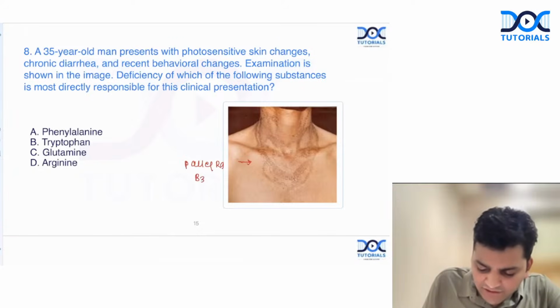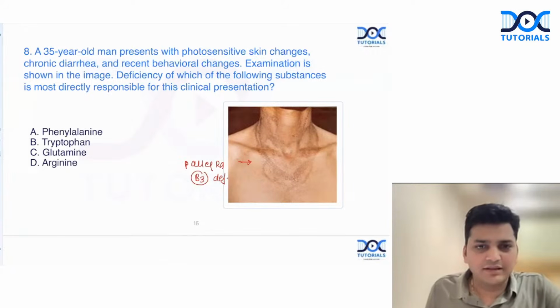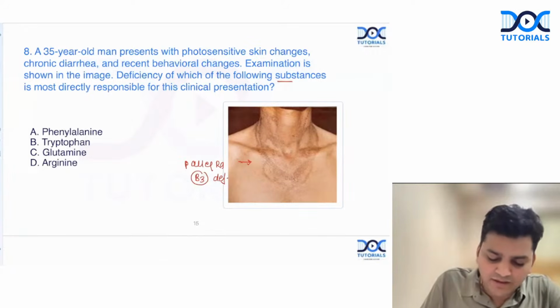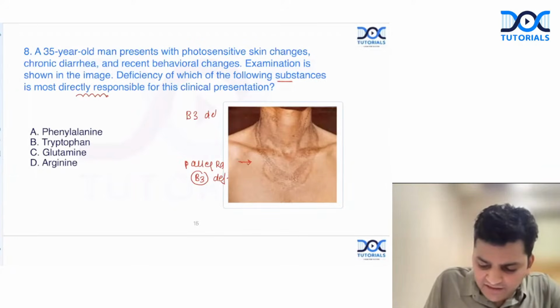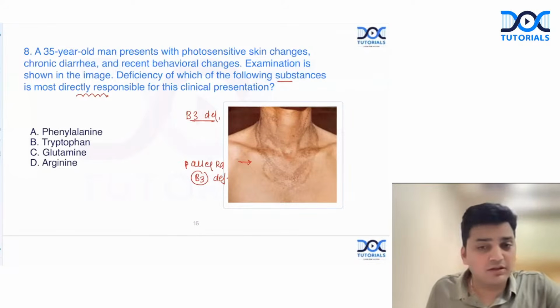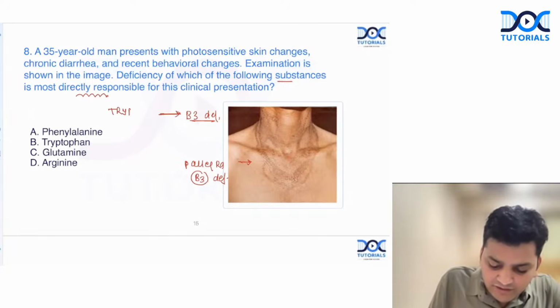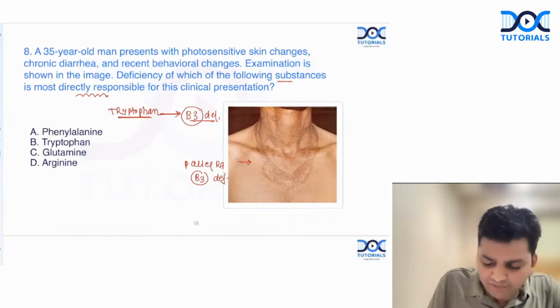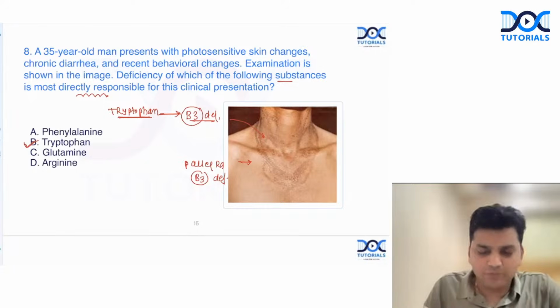That is B3 deficiency. This is the casal necklace appearance that is going on. Now they're asking that deficiency of which of the following substance is most directly responsible for this presentation. So they are saying that there is B3 deficiency going on, but when I looked at the options, they were amino acids, not vitamins. Actually, B3 is made by which amino acid? It is tryptophan. So if there is a tryptophan deficiency, there will be B3 deficiency, and that will lead to pellagra. So the direct deficiency of tryptophan will be there.